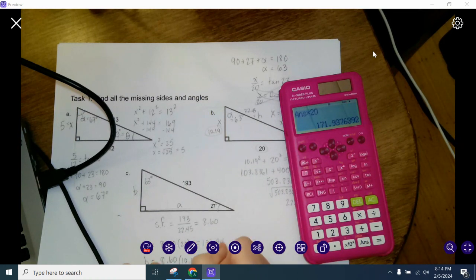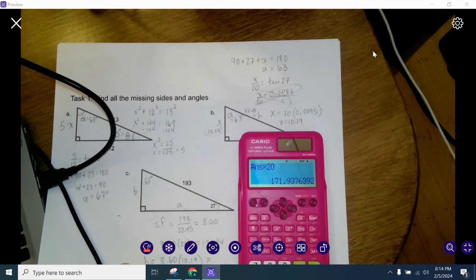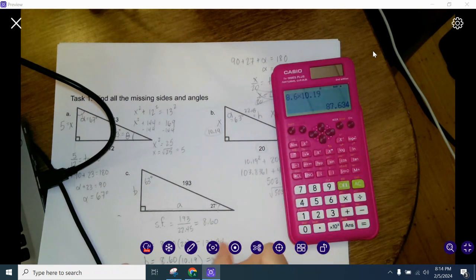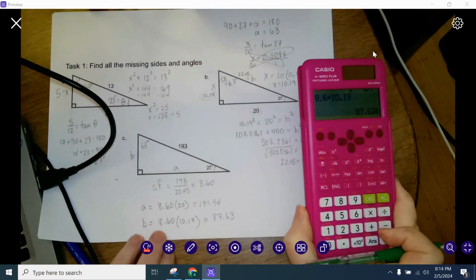171.94. And then this one, I have 8.6 times 10.19, and I get 87.63. 87.63. Now, just to be doubly sure, sorry, you couldn't see that.